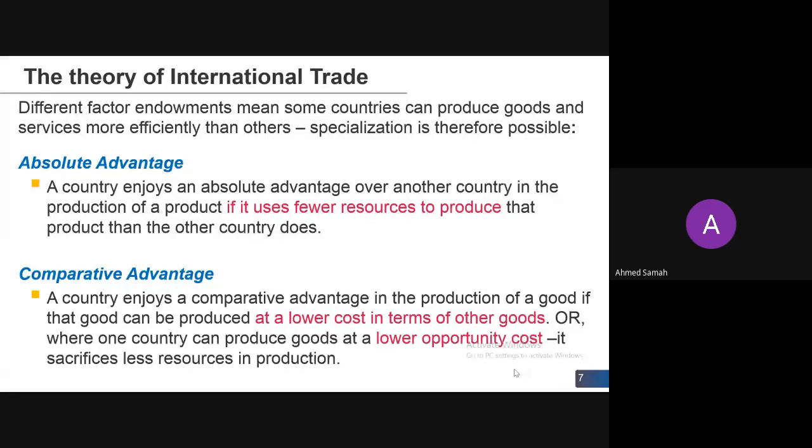So basically, what it is saying is that comparative advantage differs from absolute advantage: when you can produce it at a lower cost, that is, at a lower opportunity cost, you have comparative advantage in producing that particular product.